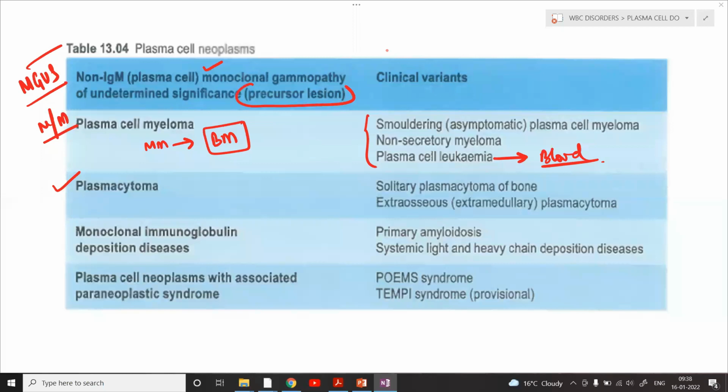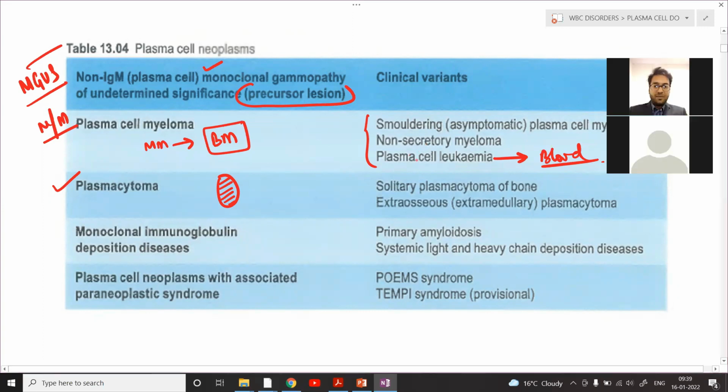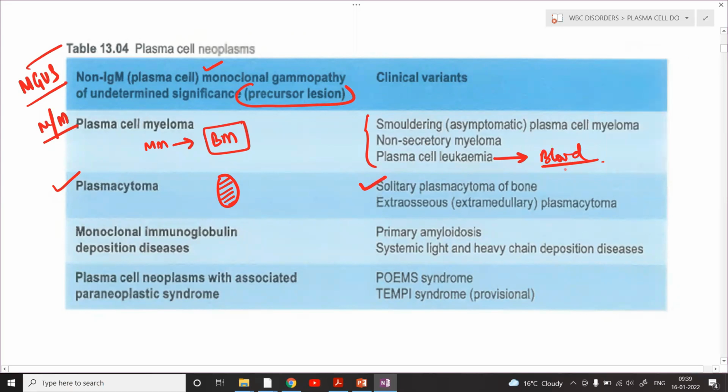Plasmacytoma is basically a neoplasm comprising neoplastic plasma cells, but instead of being present inside the bone marrow, they are present in the form of a mass. They can occur in any part of the body, just like a tumor mass. Instead of being inside the bone marrow, it is there as a mass, not spread out. So it can be a solitary plasmacytoma of the bone.